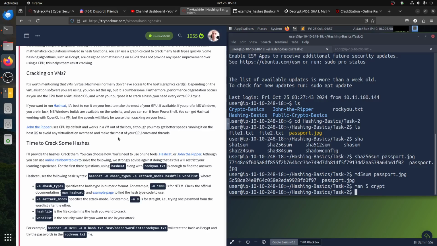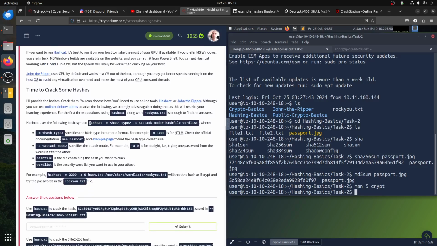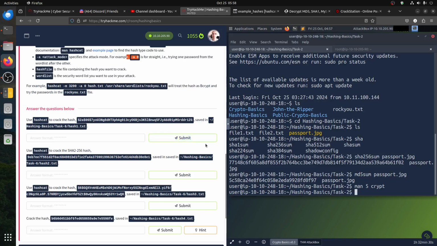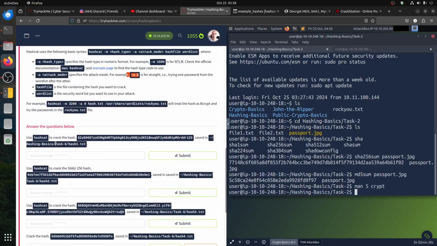If the password is complicated, Hashcat is always hashcat -m and then the hash type, then the attack mode, like for example -a 0 for straight, trying one password from the wordlist each time. So this is the one we use for now. For example, you use this: we'll treat the hash as bcrypt and try passwords in rockyou. So let's try the first one. Use Hashcat to crack the hash.